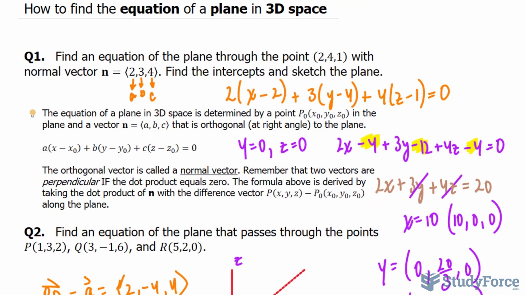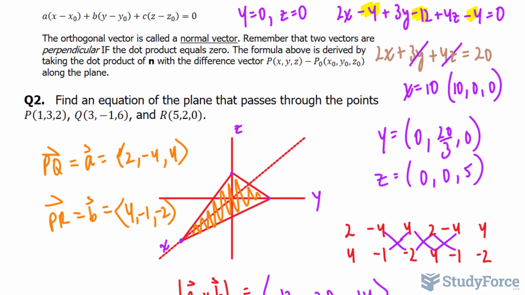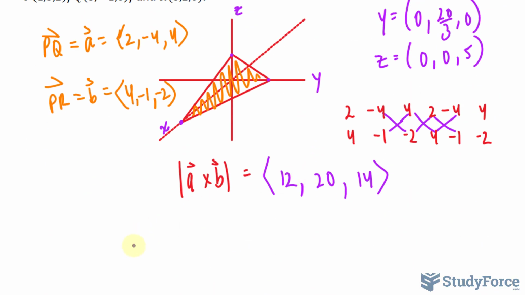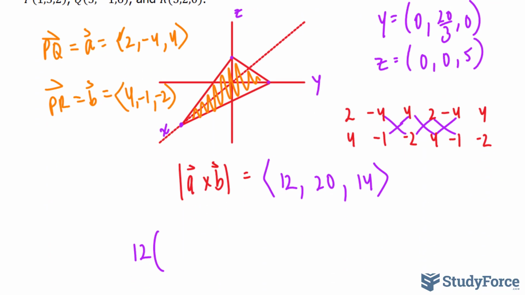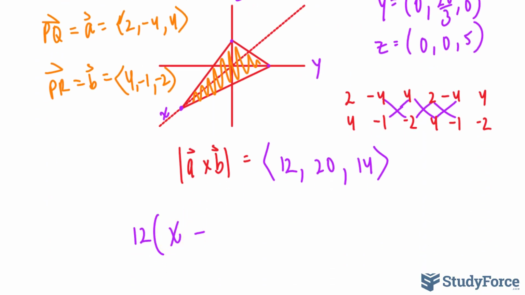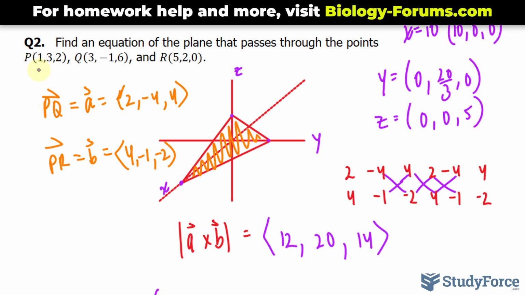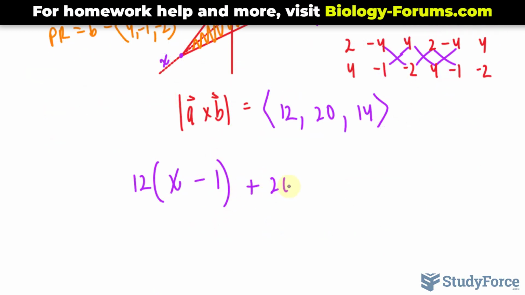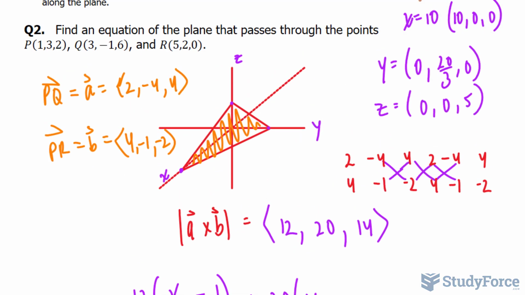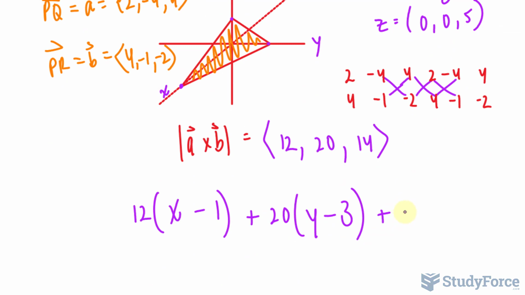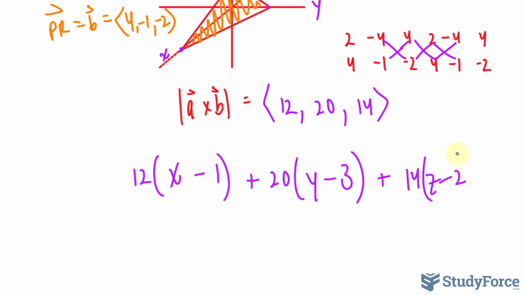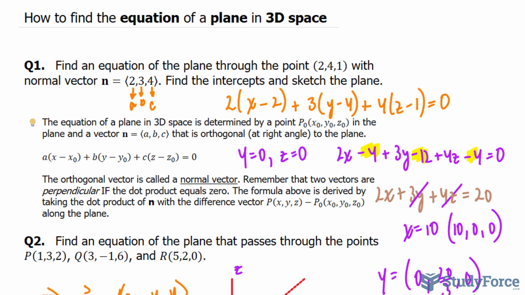And now using, once again, this formula that was provided here with the point P, we can write down the formula again. So we have 12 bracket x minus 1, plus 20 bracket y minus 3, plus 14 bracket z minus 2. And that's equal to 0. So you can record it like this or expand it to simplify, but it doesn't really matter. And there you have it. That is how to find the equation of a plane in 3D space.